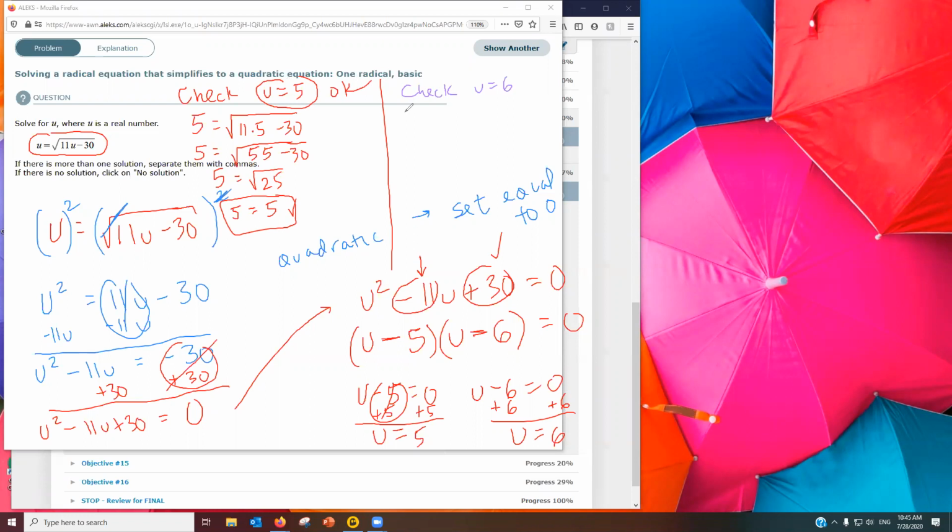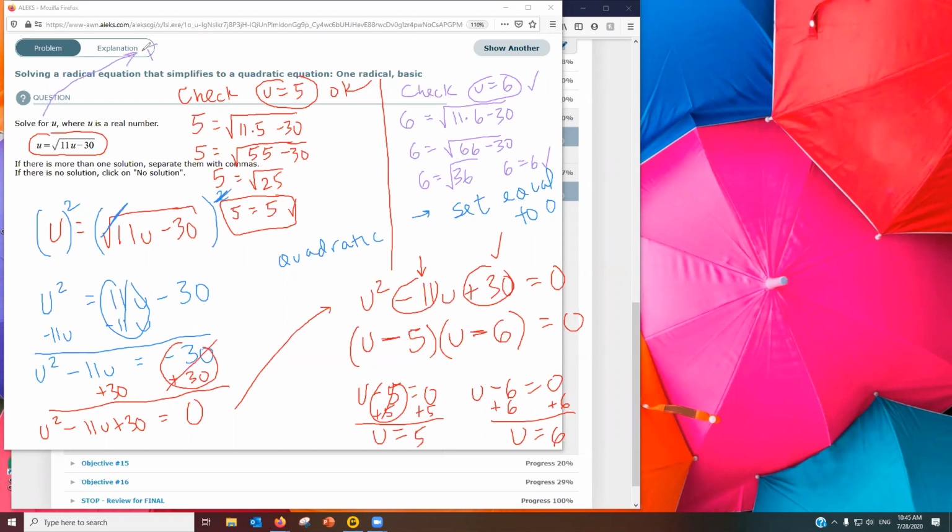So again, I'm going to plug 6 into the original equation in place of u. So we end up here with 11 times 6 is 66. But 66 minus 30 is 36. And you can see this is going to work out to the square root of 36 is 6. So 6 equals 6. So u equals 6 is also a valid solution. So there's really two answers here.